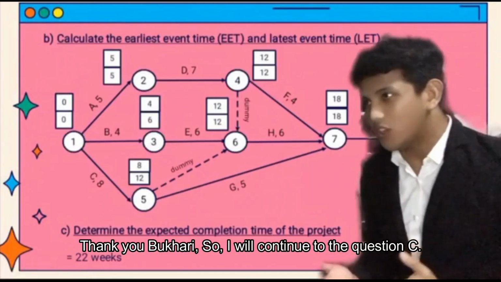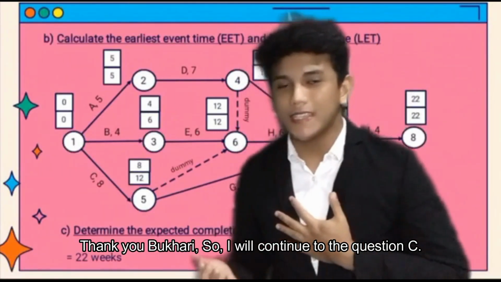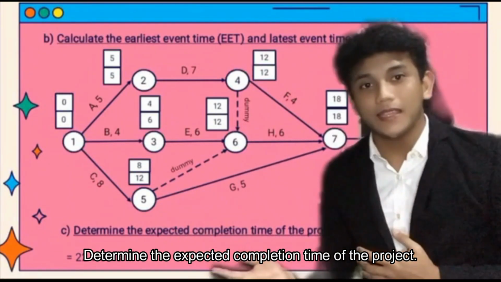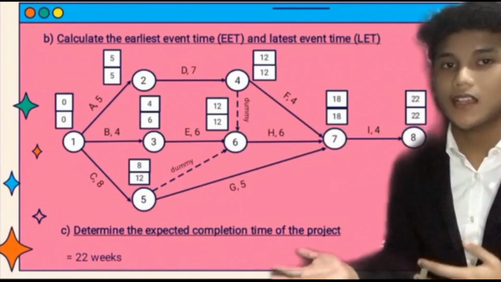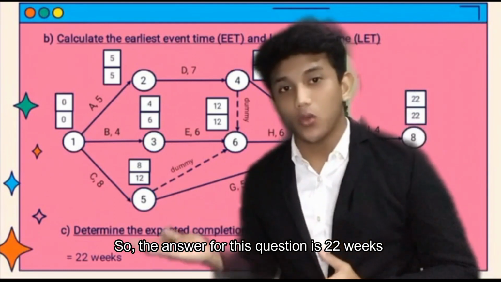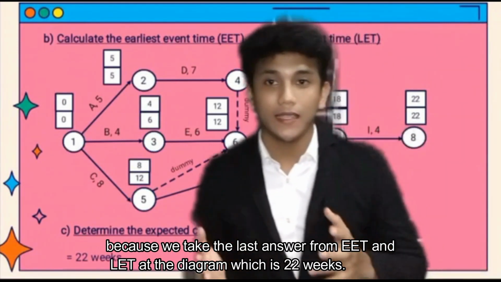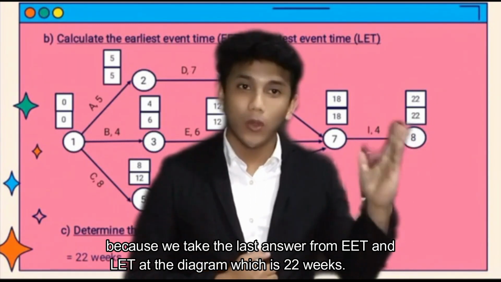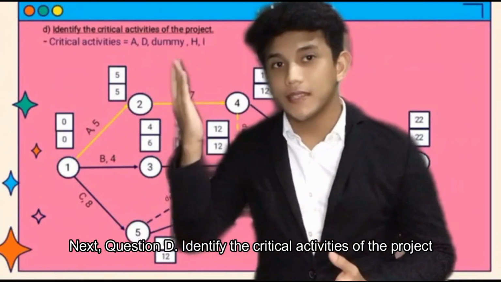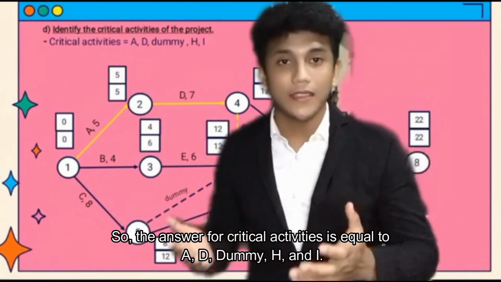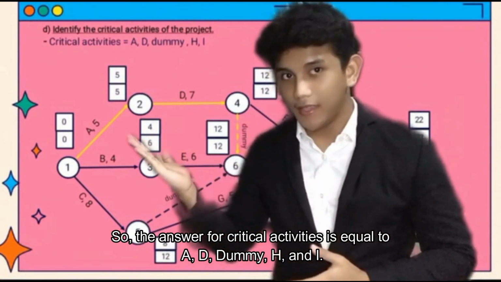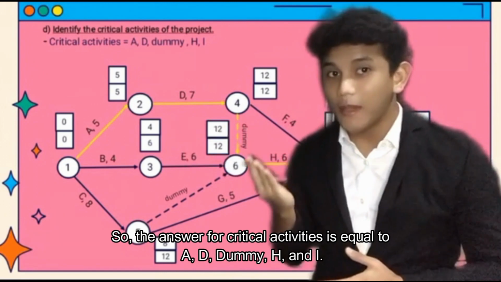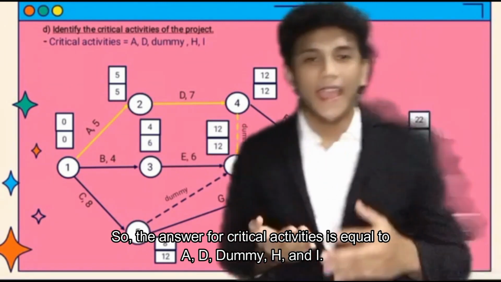So that's it. Thank you, Bukhari. I will continue to question C. Determine the expected completion time of the project. The answer for this question is 22 weeks, because we take the last value from the EET and LET in the diagram, which is 22 weeks. Next, question D. The answer for critical activities is A, D, dummy, H, and I.